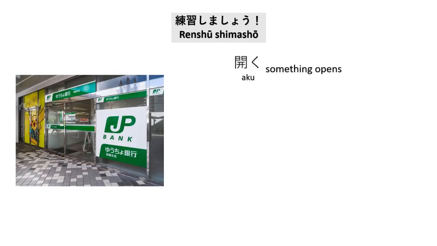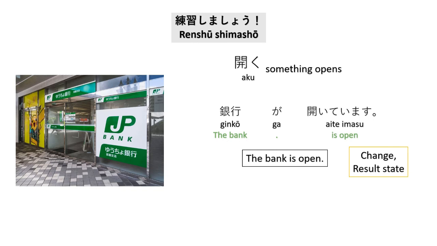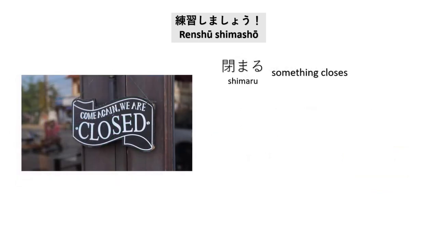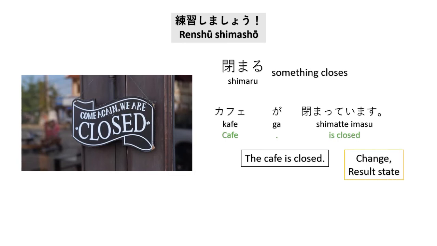And this is the same with this bank. So the bank is open. We say ginko ga aiteimasu. The bank is open. From being closed again, it is now open. Shimaru. Something closes. Okay. Again, no object. So here we have cafe ga shimatteimasu. The cafe is closed. From being open, now it is closed.